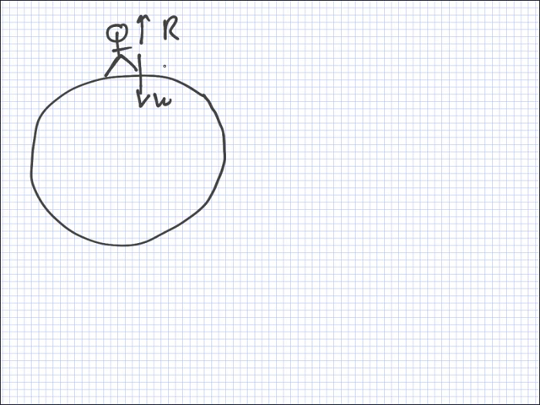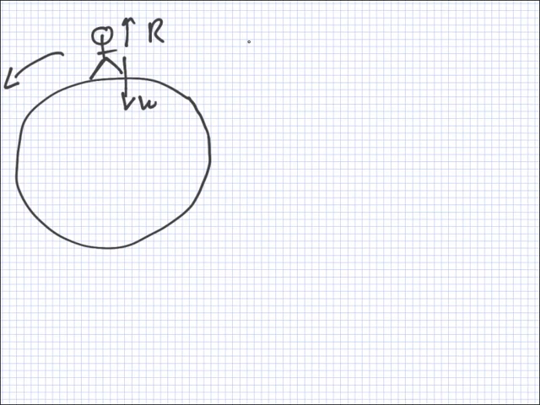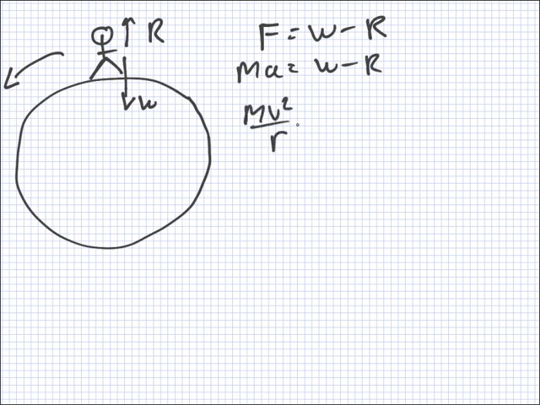But it is moving. It's actually moving in a circle, isn't it? Just very slowly. What's the periodic time? 1 day. Yep, 1 day. That's a slow moving circle. Okay, so let's see what the R and the W really are. Which is bigger, W or R? W. So F will equal W minus R. And what's F? MA. And what's A? V squared over the radius equals W minus R.